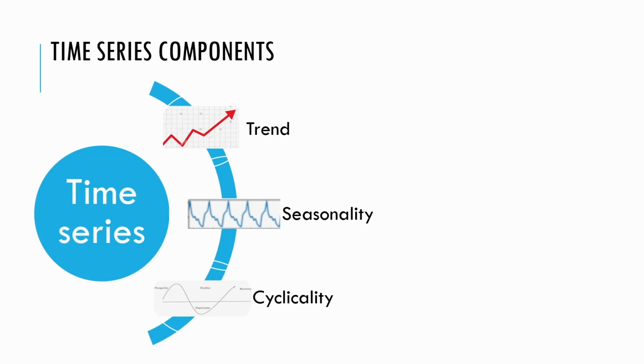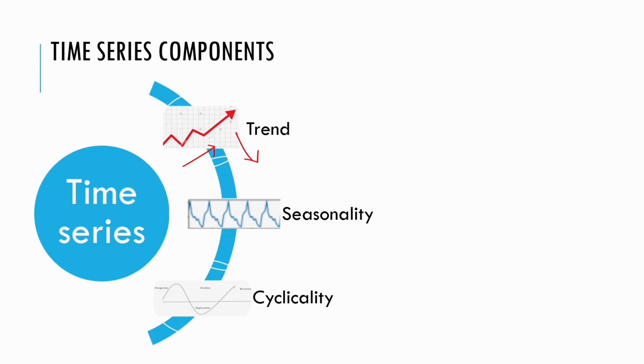Anyway, we were discussing time series components, and in that video I also discussed three components of time series: trend, seasonality and cyclicality. Just to remind you, what is a trend? Trend is nothing but a directional movement of the time series, either in an upward direction or in a clear downward direction. So that is known as trend.